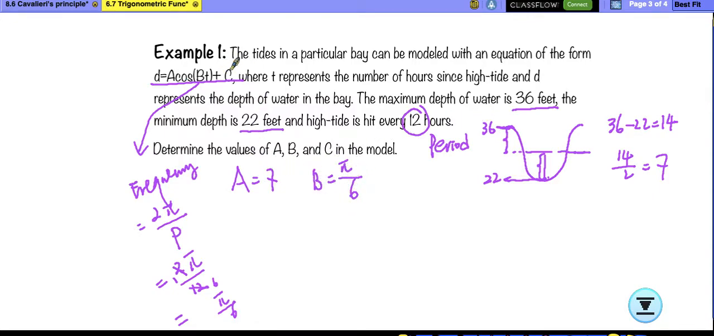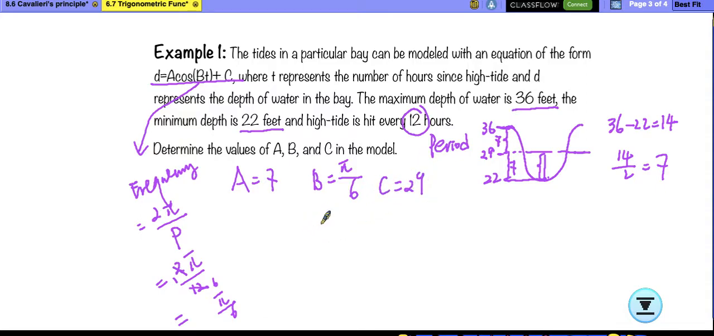Lastly, C is the midline. So we already know the amplitude is 7. So you have two ways to look at this. From 36, you can subtract 7, you get 29. Or you can go from 22 and add 7 because it's the same distance to get this. So C is going to be 29.